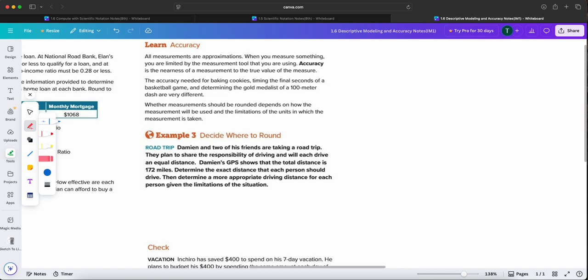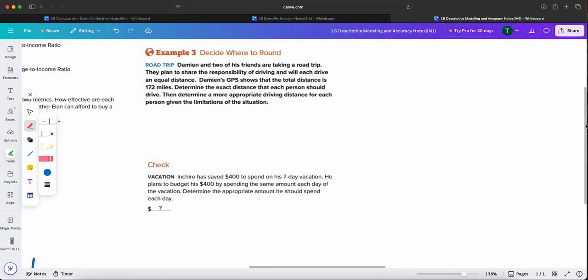So here, the first one, we have to decide where to round. So it says Damien and two of his friends are taking a road trip. They plan to share the responsibility of driving and will each drive an equal distance. Damien's GPS shows the total distance is 172 miles. Determine the exact distance that each person should drive, then determine a more appropriate driving distance for each person given the limitations of the situation. So we'll go ahead and figure out what each person needs to drive, and then we'll talk about how we should round that and why.